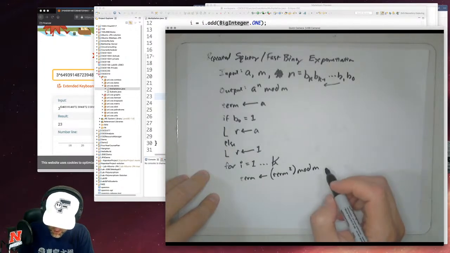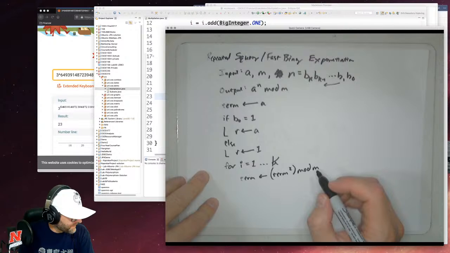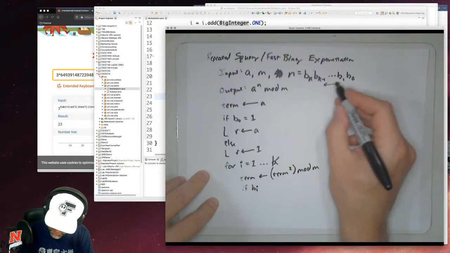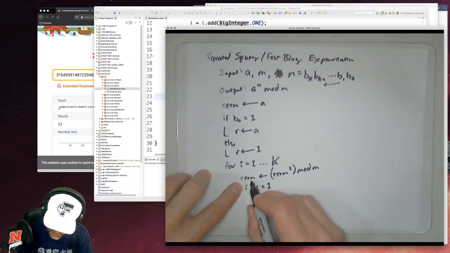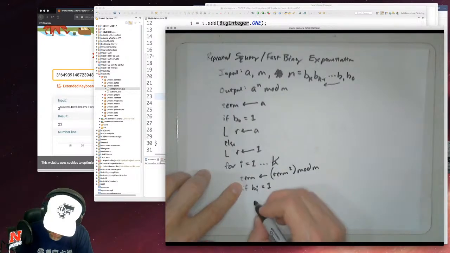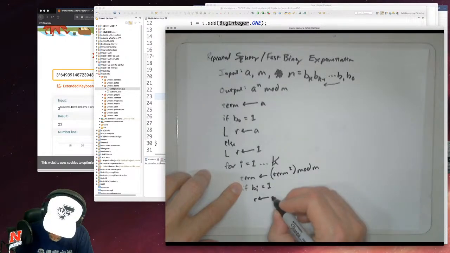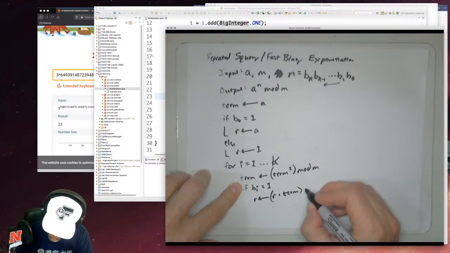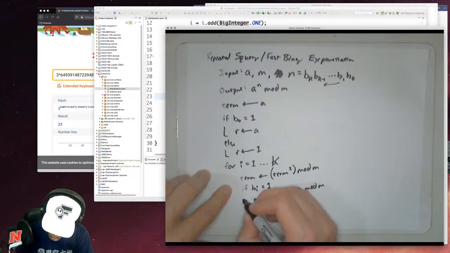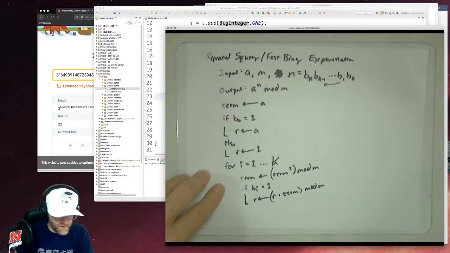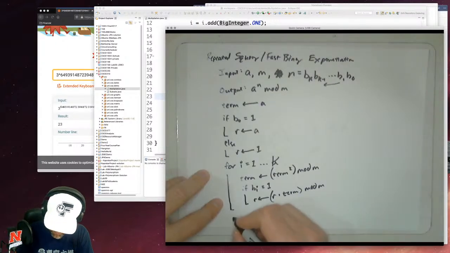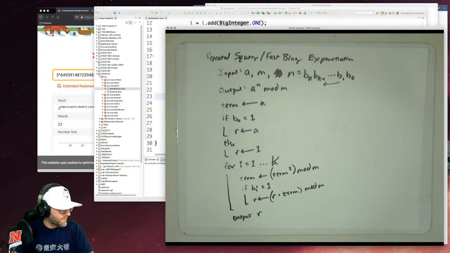Because, of course, again, we want to keep it small every single time. And then if b sub i, the bit that we're looking at right now, is 1, then I make sure that this term contributes to my result up here. Result is going to be the result times the term, and then again, every iteration you can go ahead and mod out by m to keep it small, instead of getting one really, really giant number and then at the end making it small. Works out mathematically because of math, right? So output r. There we go. And that's it.